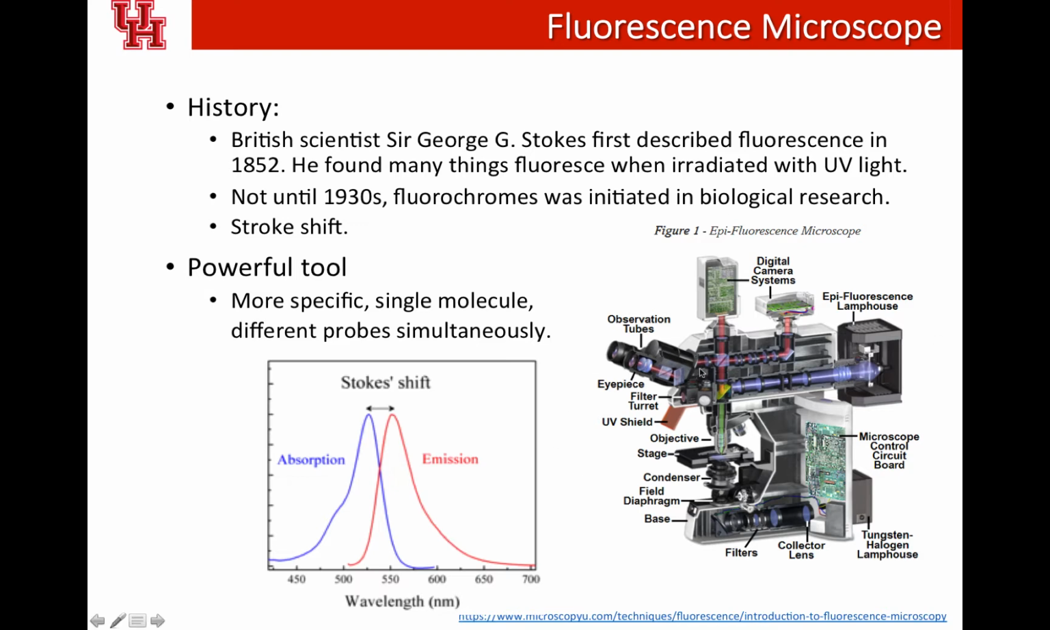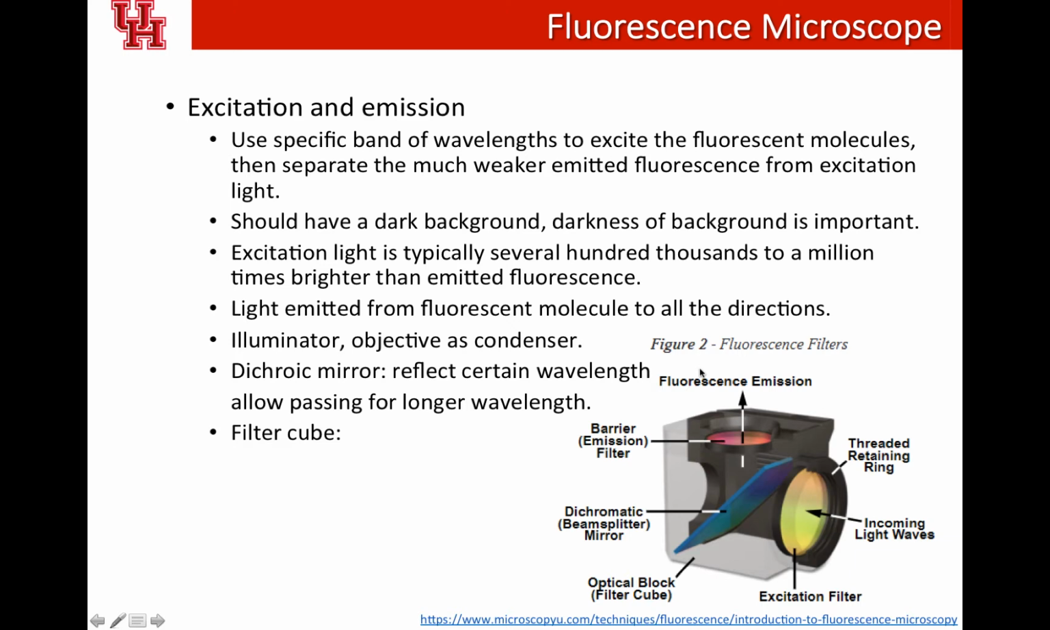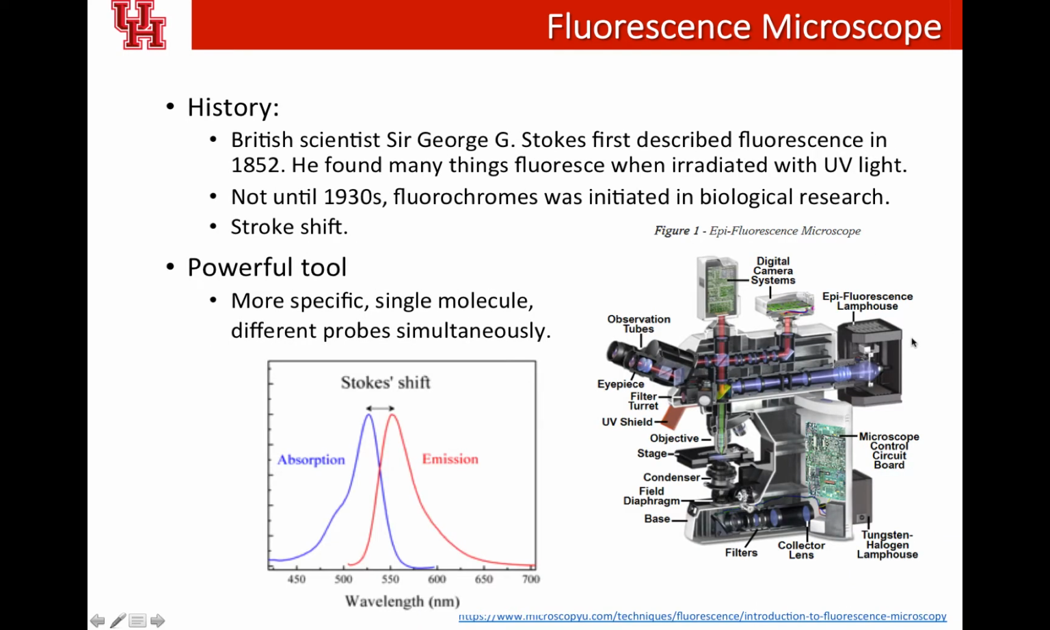The image on the right-hand side shows one of the upright fluorescence microscopes, for example, an epi-fluorescence microscope. This is the light source. Basically you shine the light through a field diaphragm, an optical component, and then through an excitation filter, and then the beam splitter or dichroic mirror, and you have another filter on top of that.